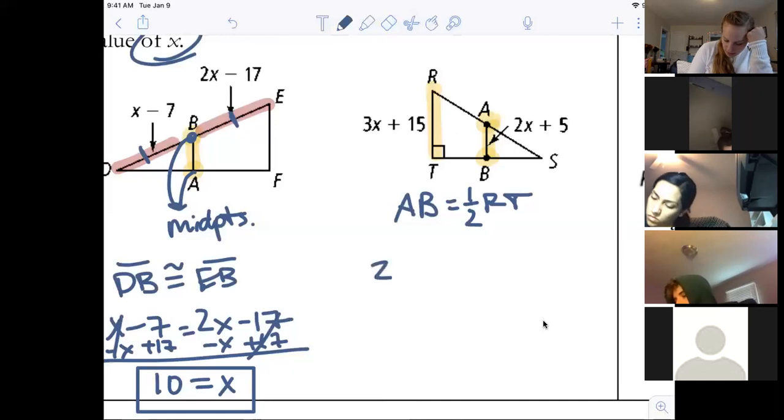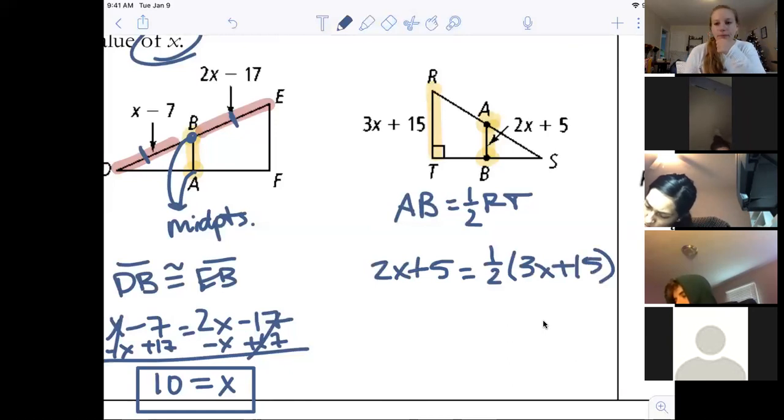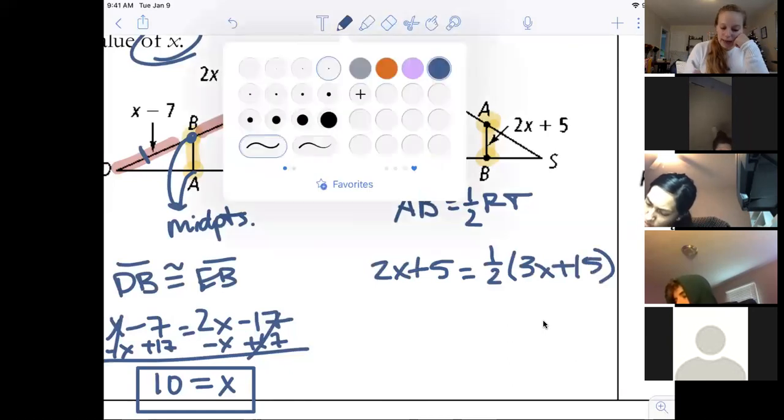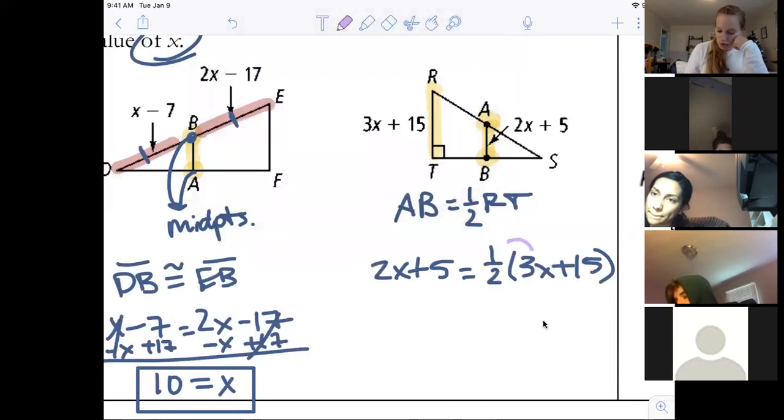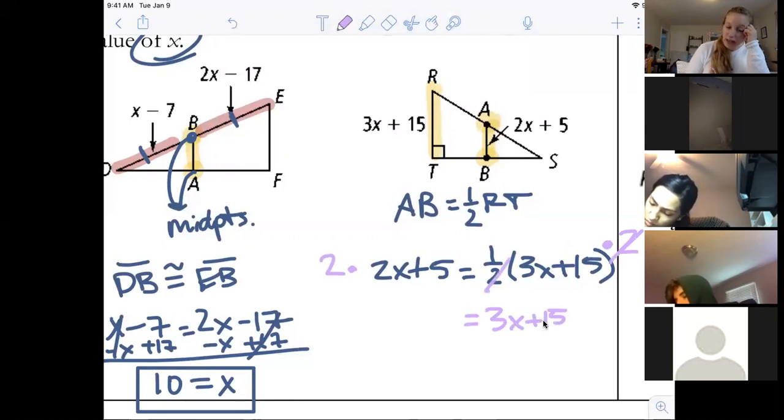I've got 2x plus 5 equals 1 half of 3x plus 15. Now, what we might be blindly tempted to do is just multiply by my 1 half, but we're going to get decimals, and sometimes that leads to mistakes. What I would rather do is what I call clear the denominator. So if I multiply this whole side by 2, then the 1 half and the 2 would cancel, so I would just be left with 3x plus 15.